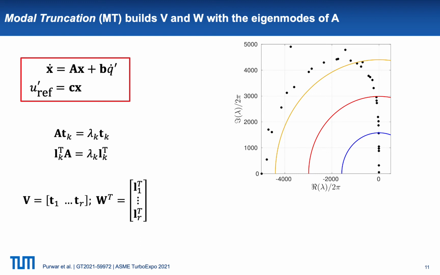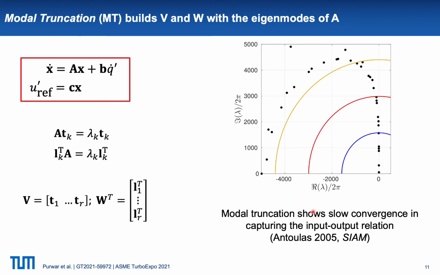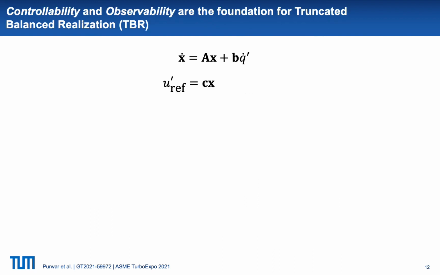This method has been widely used in thermoacoustic applications for model order reduction. However, it is known in the field of control systems that this method shows slow convergence in capturing the input-output behavior. Moreover, the bases of the projection matrices are restricted to the directions of eigenmodes. Therefore, it will be important to see how this method performs when state directions other than the eigenmodes play a significant role in the dynamics.